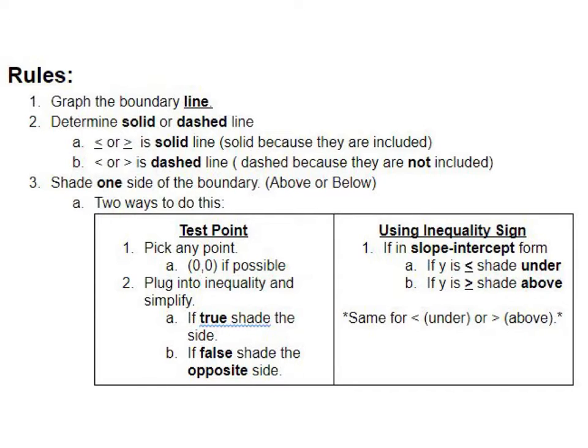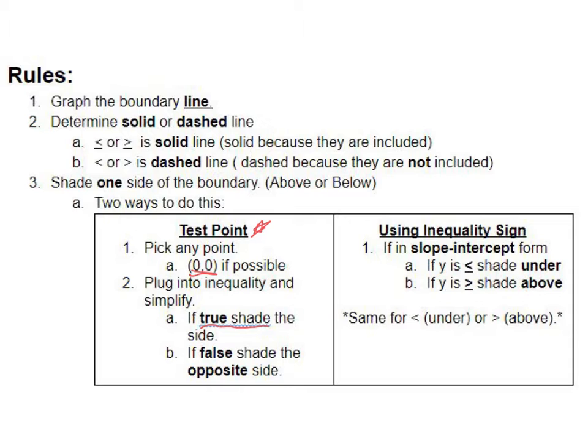When it is a dashed line, so it's not equal to, those points would not be part of our solutions. And then lastly, we want to figure out which way to shade our graph, which is typically best done by picking a test point. If possible, look at 0, 0 if it's there.